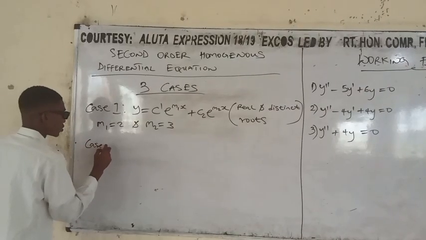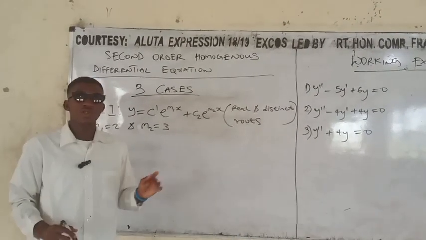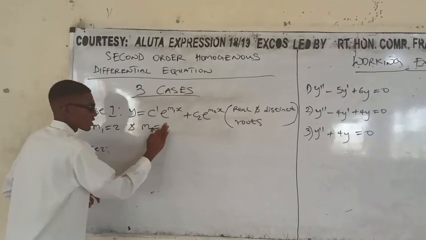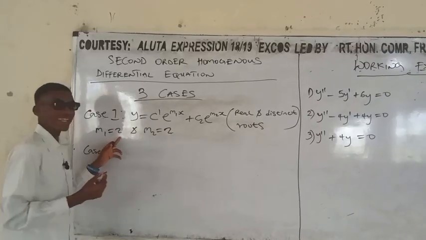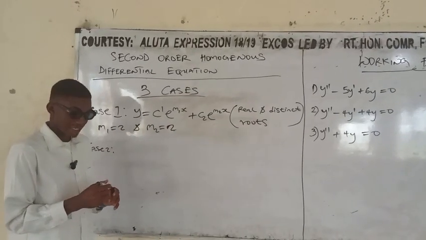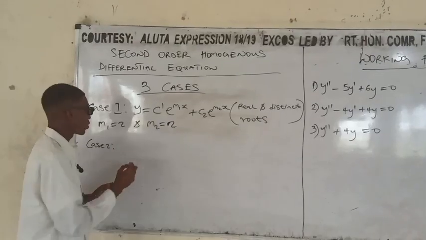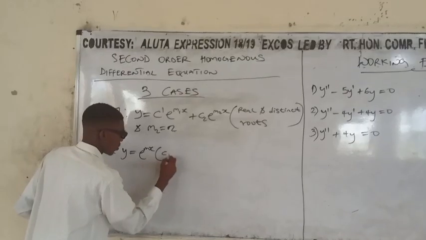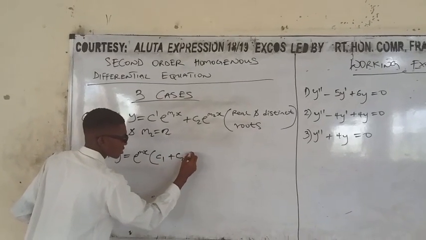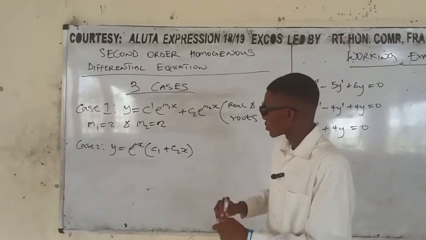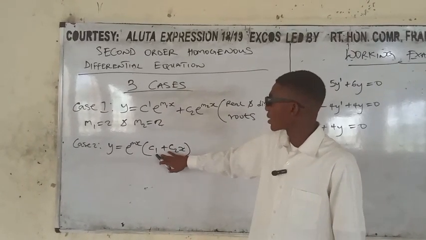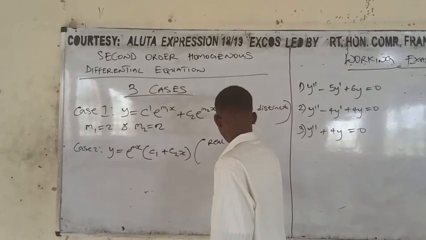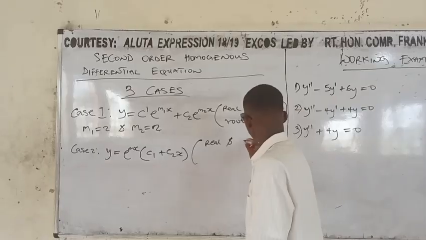Now, your case 2. After solving your auxiliary equation, you got m1 as 2 and m2 as 2, or m1 as 3 and m2 as 3, like your m1 and m2 are the same and they are real numbers. Your general solution will be y = e^(mx)(c1 + c2 x). This is for real and equal roots, because they are real numbers and they are the same.